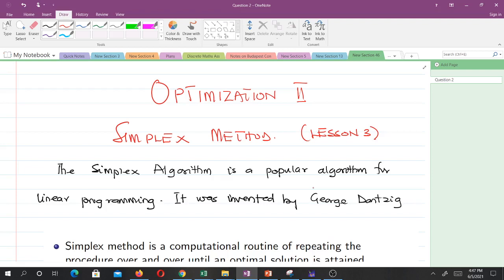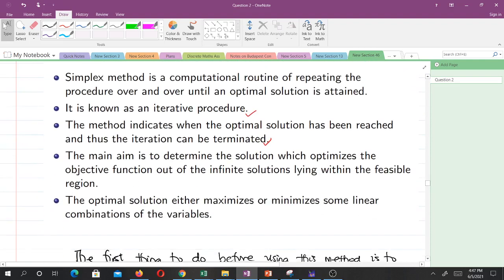It's an iterative process. It's a popular algorithm for linear programming, and it was invented by George Dantzig. So these are some points about the method. It's a computational routine of repeating the procedure over and over until an optimal solution is obtained. As a result, it is known as an iterative procedure because we repeat it until we obtain an optimal solution. And the method indicates when the optimal solution has been reached, and thus the iteration can be terminated. So it always has a stopping criterion that helps us to know when to terminate the iteration.